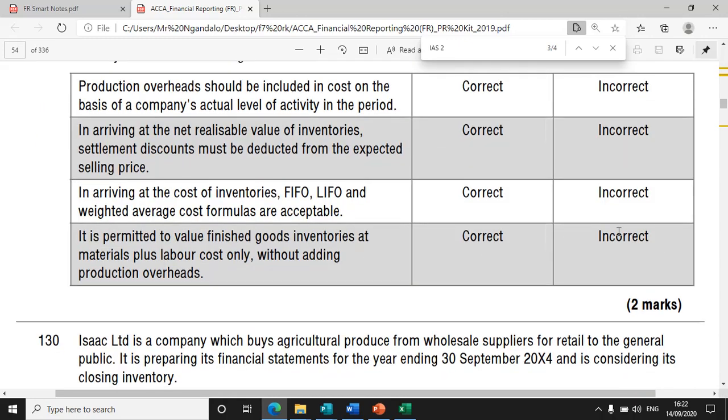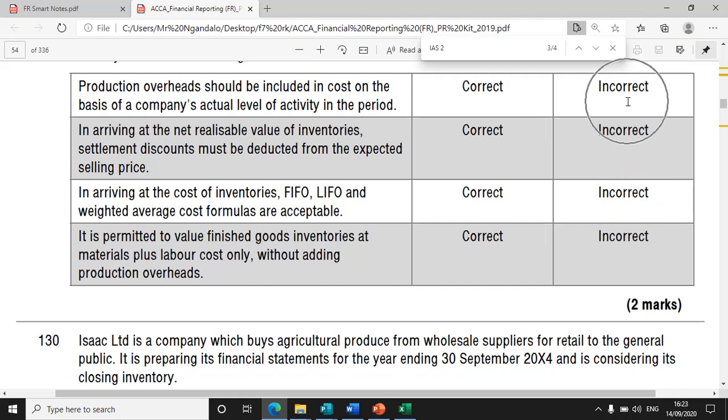Okay, so again, incorrect. And then lastly, it is permitted to value finished goods inventories at materials plus labor cost only without adding production overheads. Now that will make you incur a loss. All right, so again, that one may be challenging. I think that is still incorrect. So we shall state that all these are incorrect.